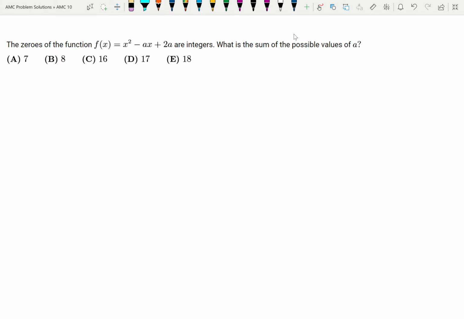The zeros of the function f of x equals x squared minus ax plus 2a are integers. What is the sum of the possible values of a? So we could first write out, let's say, x squared minus ax plus 2a equals x minus y and x minus z. So it's got to be true that those zeros have to add up to equal a.